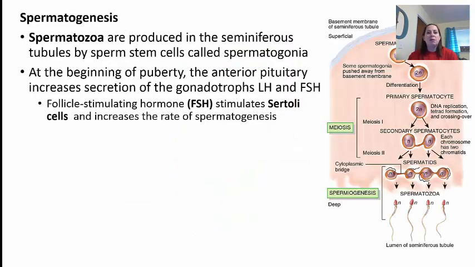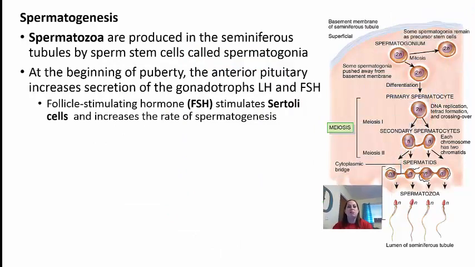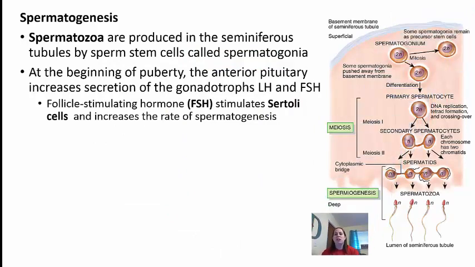So when we look at spermatogenesis, the spermatozoa are produced in the seminiferous tubules by sperm stem cells, which are called spermatogonia. At the beginning of puberty, the anterior pituitary increases its secretion of those gonadotropic releasing hormones, and then that's going to cause the gonadotropic hormones like LH and FSH to start being released. Follicle stimulating hormone then is going to stimulate the Sertoli cells and increase the rate of spermatogenesis, which again is the formation of sperm.